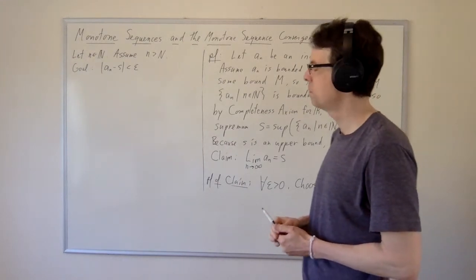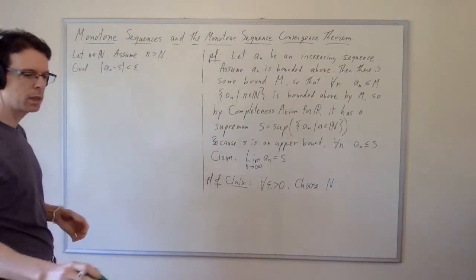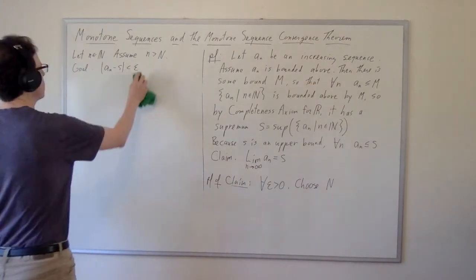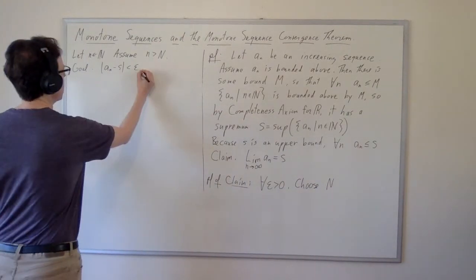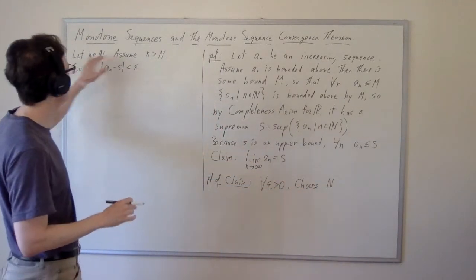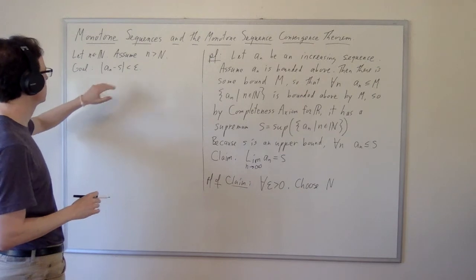Now, let's think about the absolute value of a_n minus S. Well, why is that our goal? Because we're trying to show for every epsilon there exists a capital N such that for every little n, if little n exceeds capital N, then this is true. So we're assuming this and we're taking this as our goal.